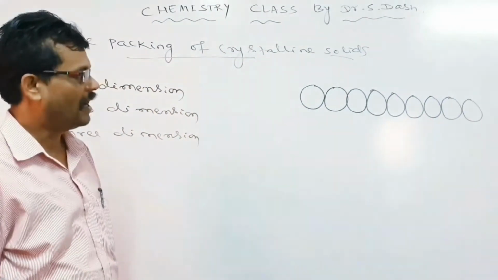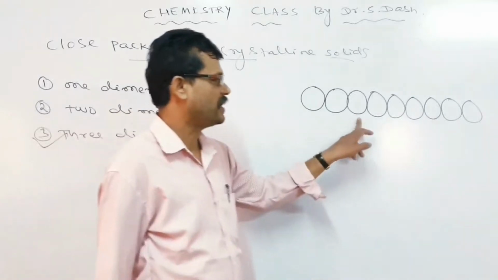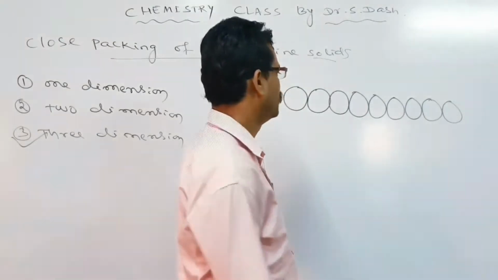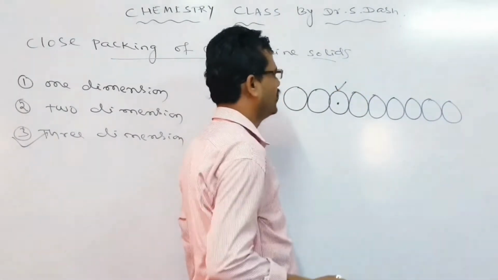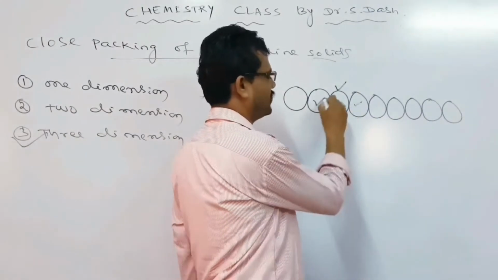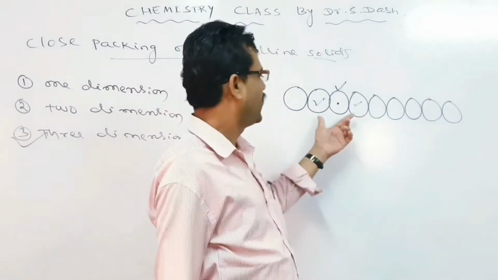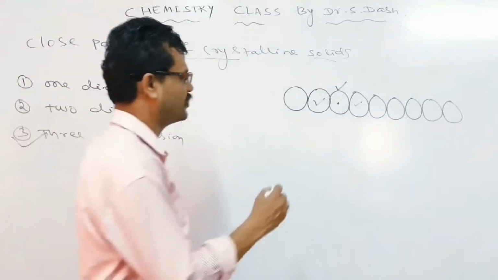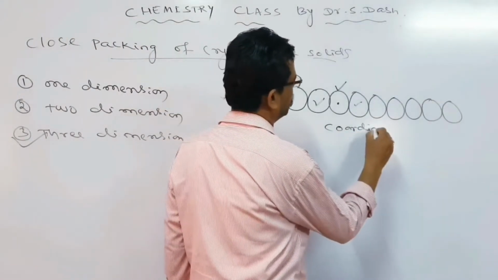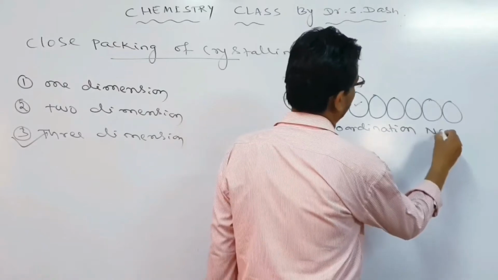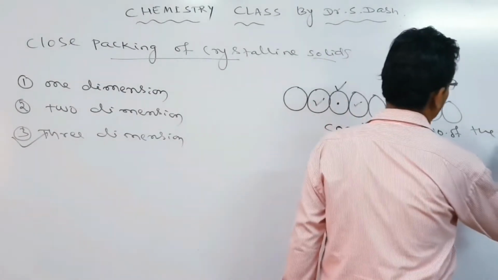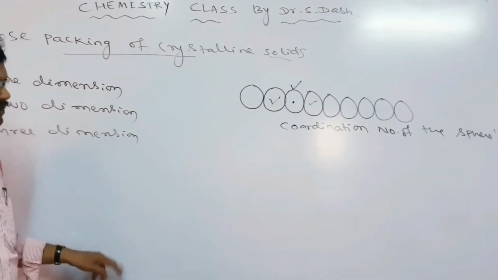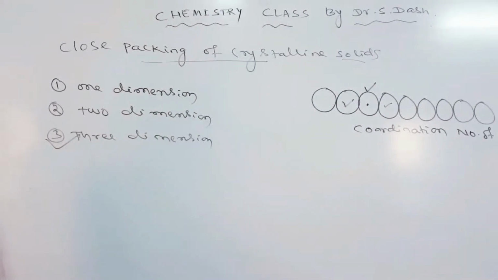What will happen here? In one dimension, each sphere is in contact with two other spheres, those closest to it. Let us consider this sphere. It is in contact with this one and this one. That means this particular sphere has two neighbors. So we can say the coordination number of this sphere is 2. This is the case in one-dimensional arrangement.